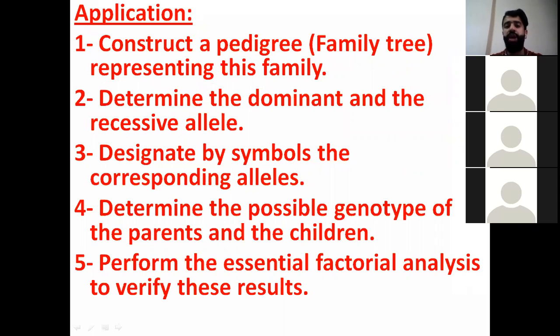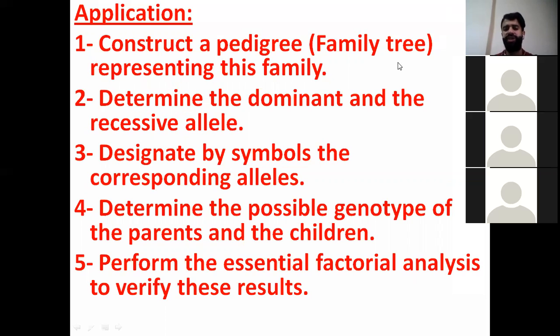Construct a pedigree or family tree representing this family. Determine the dominant and the recessive. Whenever they say determine, you have to justify. You don't just say the dominant allele is the normal and the recessive allele is the albinism allele. It's not the case. You have to justify here. Designate by symbols the corresponding alleles, determine the possible genotypes of the parents and their children, perform the test cross analysis to verify these results. Let's start step by step.